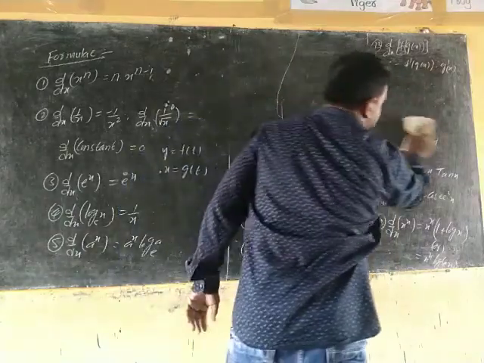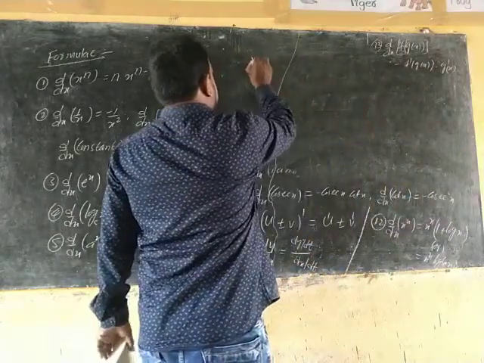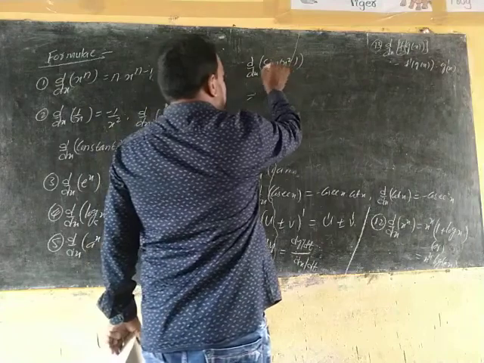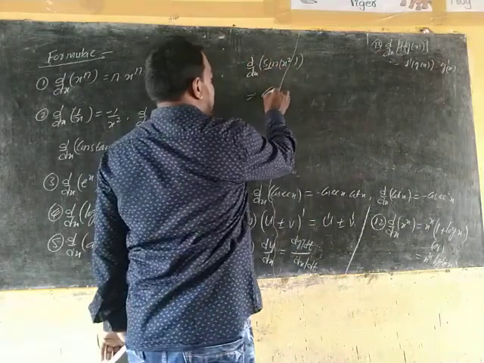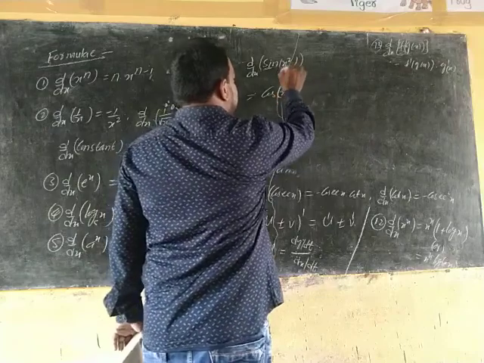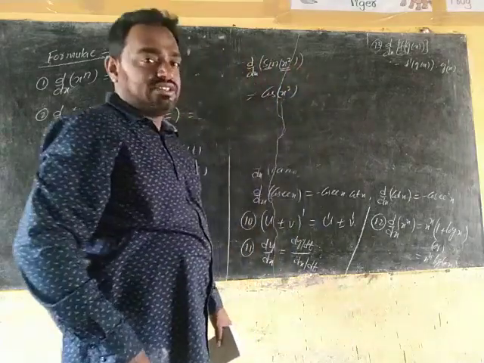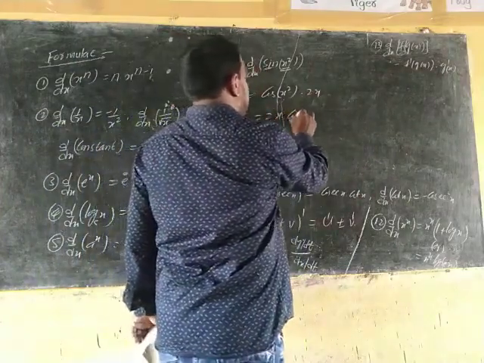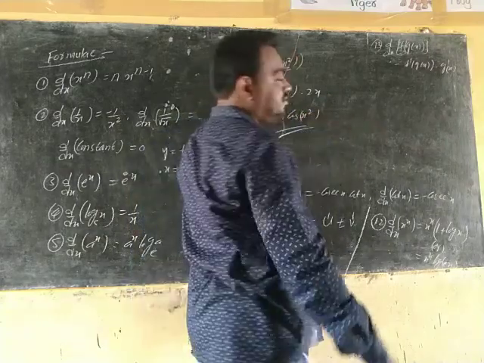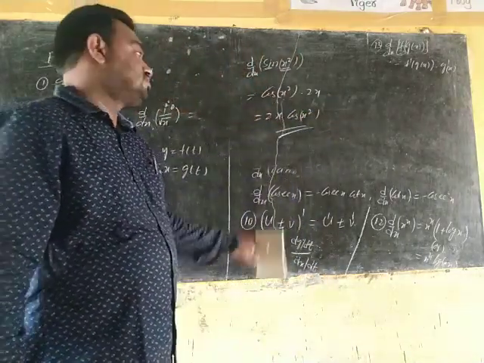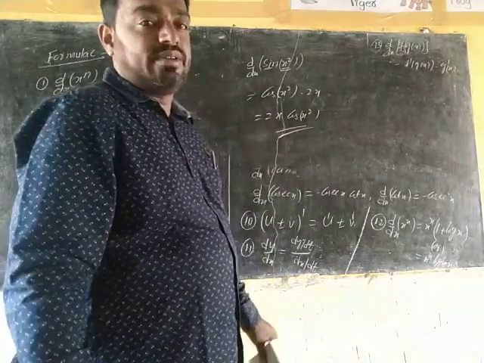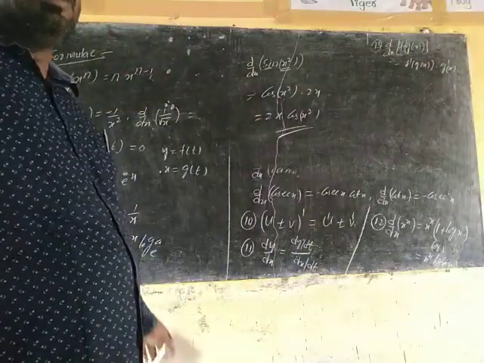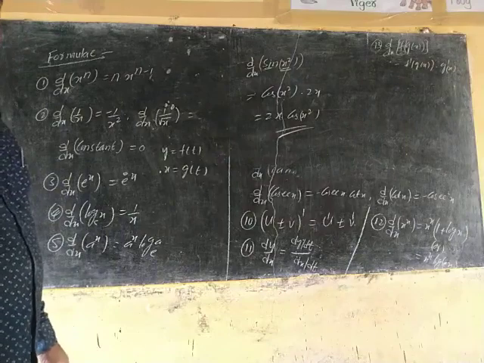For example, composite function application: we need to find the derivative of sine of x square. First you apply the derivative for the sine function. Sine function derivative is what? Cos, with the same angle bracket. Next, this is g of x, that means here g of x is x square. X square derivative is what? 2x. What is the result? 2x into cos of x square. Like this we write. So this is the composite function. Just remember all these formulas, then we can easily solve the next exercises.